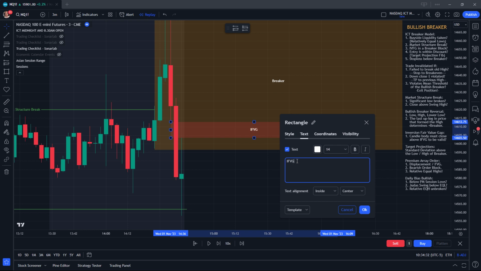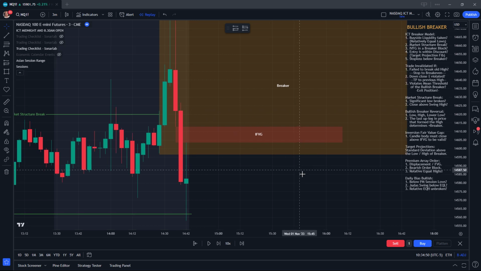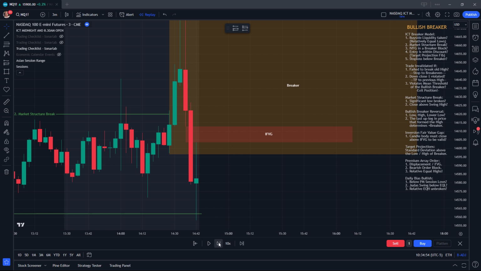Inversion fair value gap. And if it does, one of two things is going to happen. Either it's going to come back here just to balance out this price action, and then it's going to carry on going down. Or if it comes back up to this gap here and then shoots right through it and closes above it, that's the confirmation we need in order to use it as an entry.